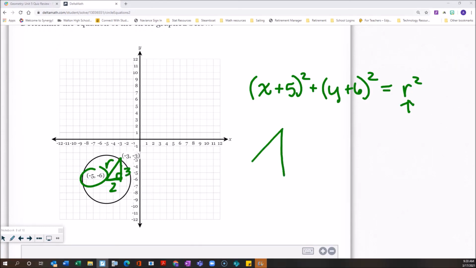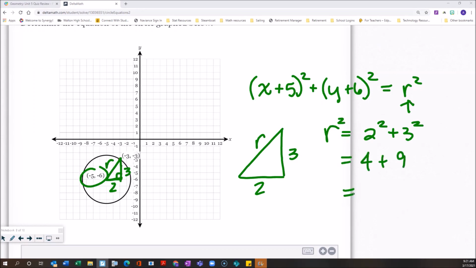Get a little bit bigger. So this would be the radius. That's 2 and that's 3. So to find the radius, I say 2 squared plus 3 squared is actually r squared, which is all I need. So you don't even have to take the square root. R squared is 13. R, the radius, is the square root of 13.